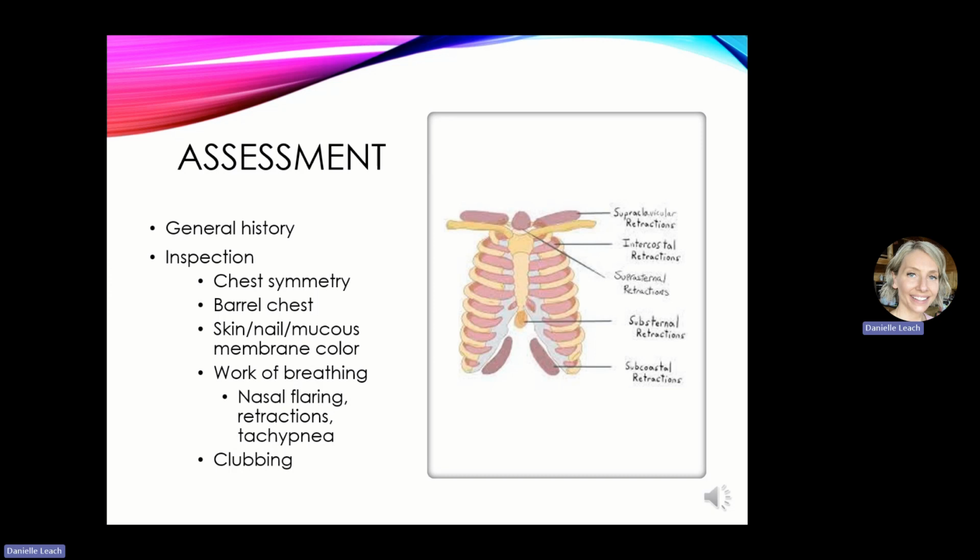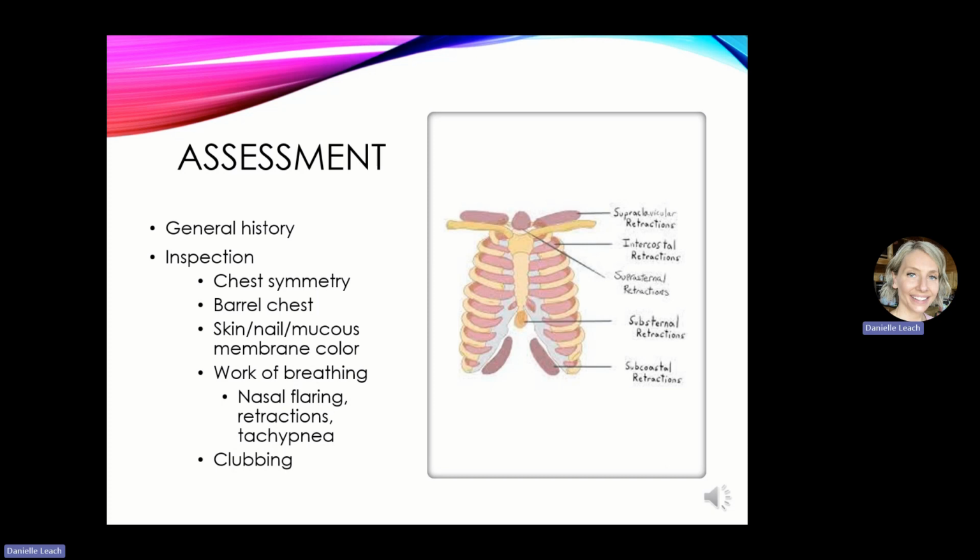When we are inspecting the chest, we want to look for things like chest symmetry, just like an adult. A very small child under the age of 2 can appear barrel-chested, which is normal. After the age of 2, it becomes less apparent. Skin, nail, and mucous membrane color is the same as adults, with the exception of the acrocyanosis that is normal up to 48 hours after birth.